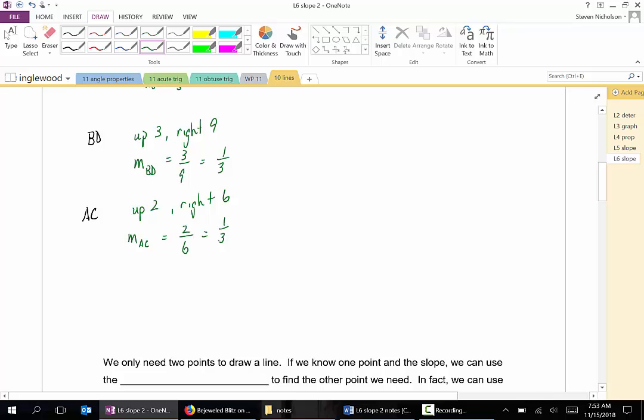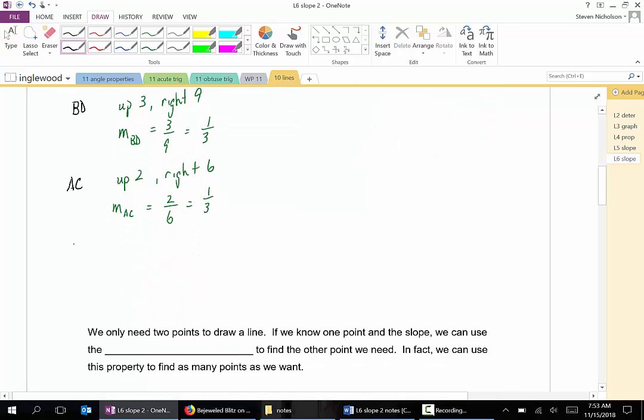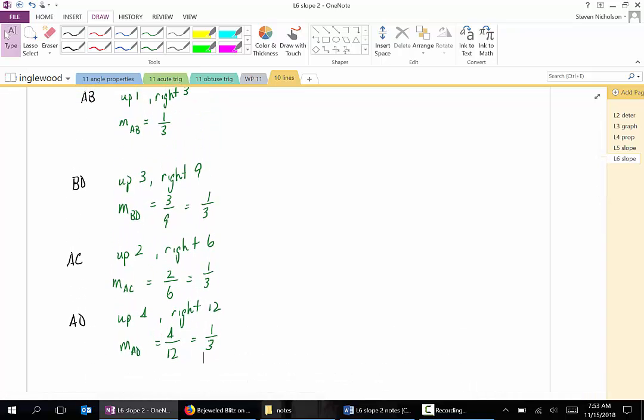And finally, from A to D, I won't do it on the picture, but from A to D, we would go up 4 and right 12. So the slope from A to D is equal to vertical distance, horizontal distance, and we can simplify to 1 over 3. So again, what I hope is very obvious, and I hope it's very obvious from the graph, that the steepness of this line does not change. It is a straight line. It's not a jagged line.